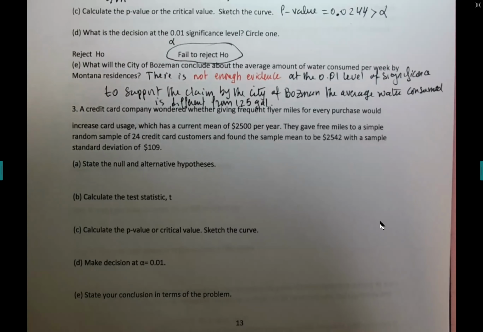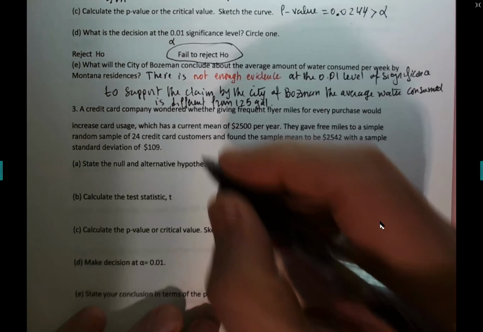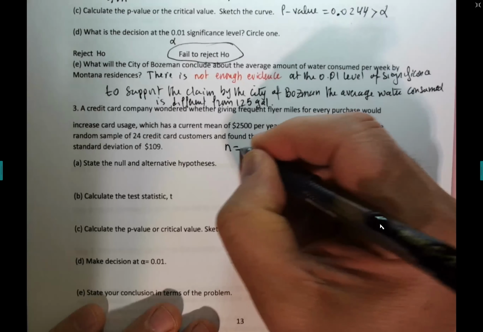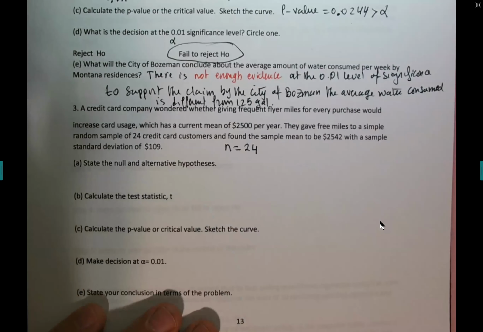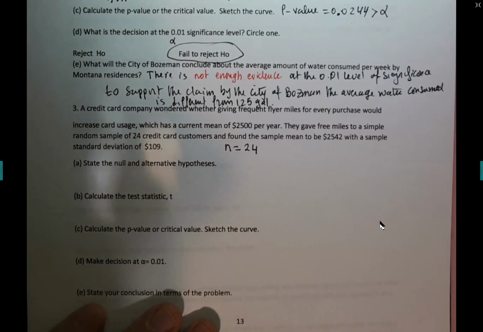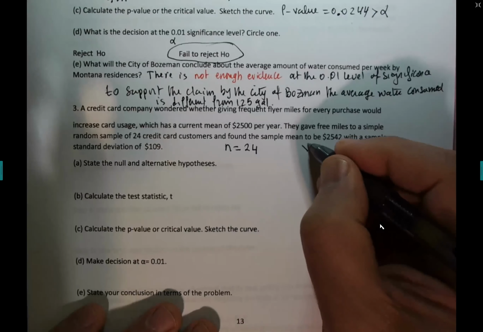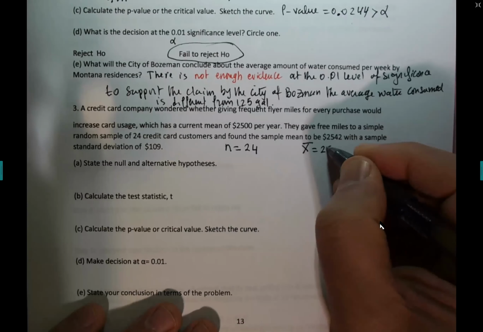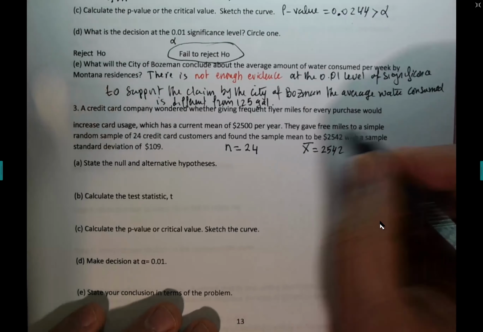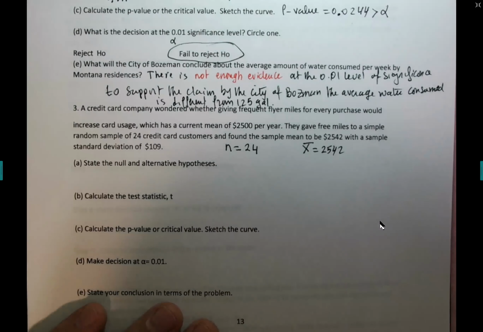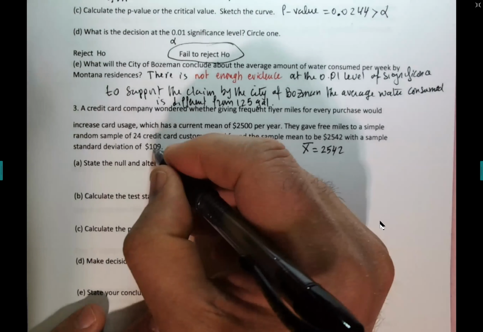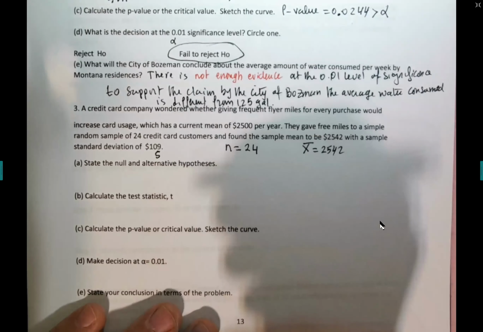They gave free miles to a simple random sample of 24. So would you guys agree with me if I put N is 24? And found the sample mean to be 2,542. There is no debate, guys, that this is X bar. It says sample mean. With the sample standard deviation, there is no debate that this is S. He says it's sample standard deviation. S is 109. So you know it's a t-test.